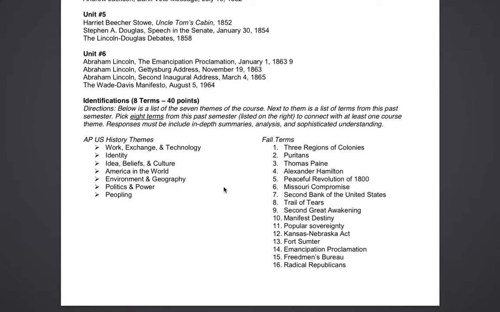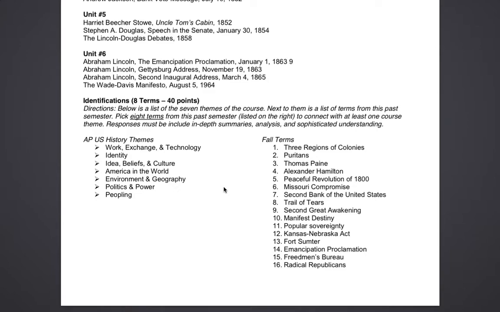Politics and power. Anytime laws are passed, compromises are made, elections happen, new political parties. This is politics and power. And peopling. Anytime new ethnic groups or racial groups or gender get more rights or less rights or come into the country. Immigrants could count as peopling besides race and gender. So all those are the themes.